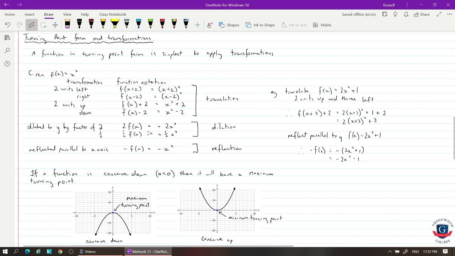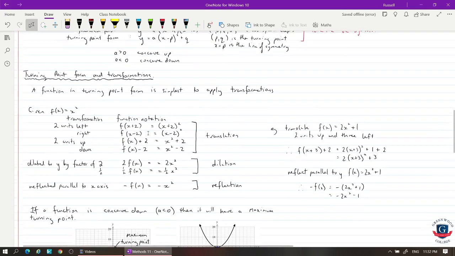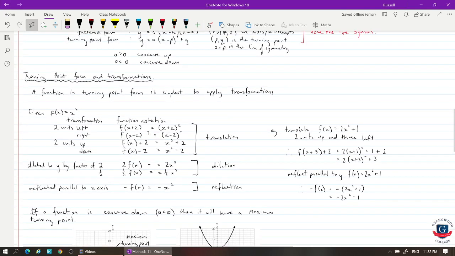If we want to dilate the function by a factor of 2 from the x-axis, which will make it thinner, we multiply the function by 2. That will give us 2x squared. If we want to make it wider, we would halve the function, and it will move the curve away from the y-axis. If we want to reflect it across the x-axis, we find negative f of x, which is negative x squared.